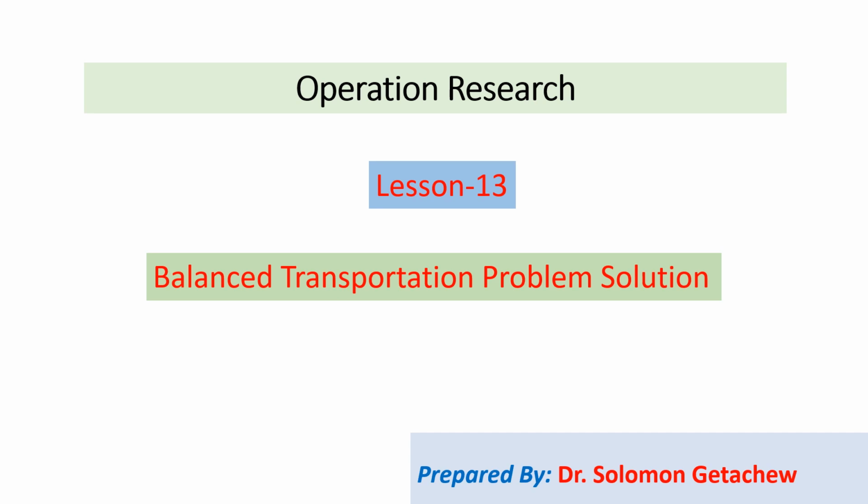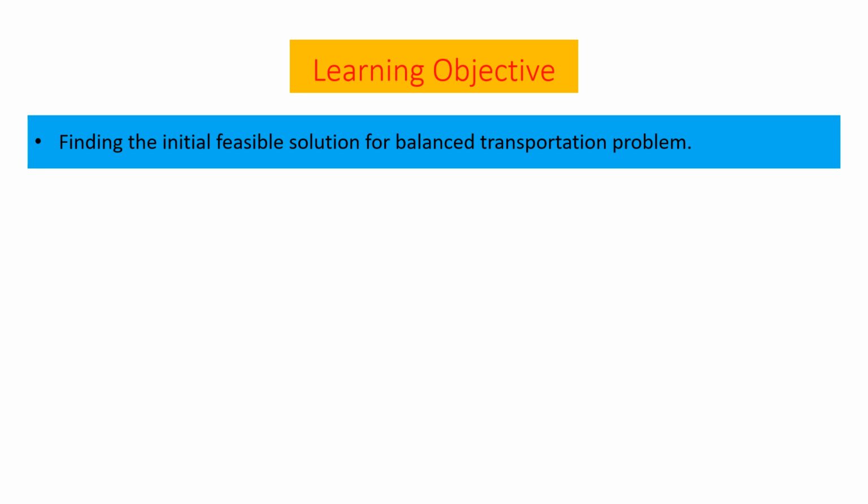Hello everybody and welcome to lesson 13, Balanced Transportation Problem Solution. Previously in lesson 12 we discussed how to formulate a transportation problem from a real business problem. Once we get the formulated transportation problem, or transportation model, the next task is to find the initial solution for the problem. Thus, the objective of this lesson is to find the initial feasible solution for the balanced transportation problem.